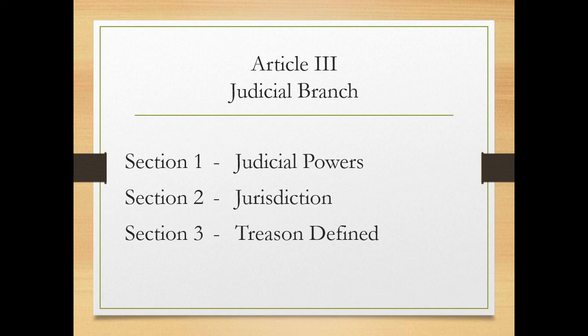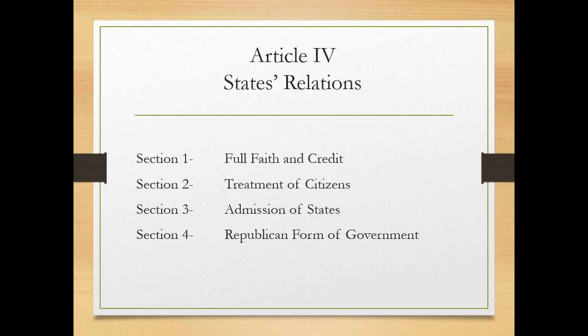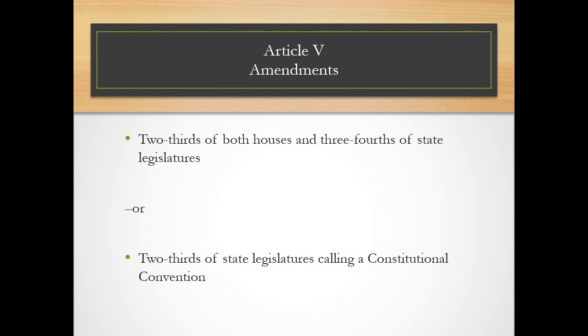Article 4 talks about states' relations. We'll talk about this next week when we cover Chapter 3. Full faith and credit, treatment of citizens, admissions of states, and guarantee of a republican form of government. How do we amend this puppy?